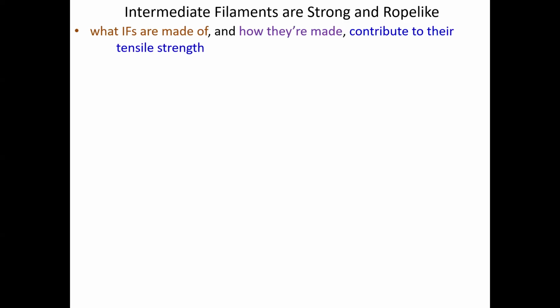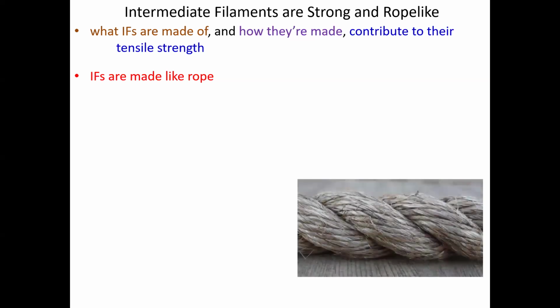Well, what intermediate filaments are made of and the nature of their construction contribute to their job, to the tensile strength that they offer. Intermediate filaments are made like rope. And that's not an analogy. That's not me trying to say, oh, kind of think of rope. Nope, nope. Intermediate filaments are made like rope, period.